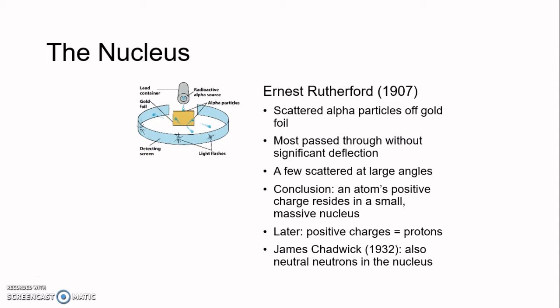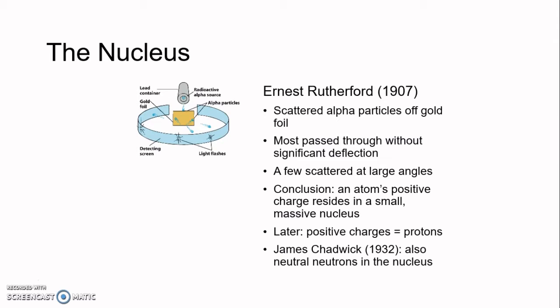Now, he surrounded this gold with a piece of foil that was used to detect the impacts with alpha particles. So if the alpha particles hit it, it would glow and you would be able to see where it was hitting. Now, Rutherford had a number of ideas of what might happen, but the result was actually quite startling.